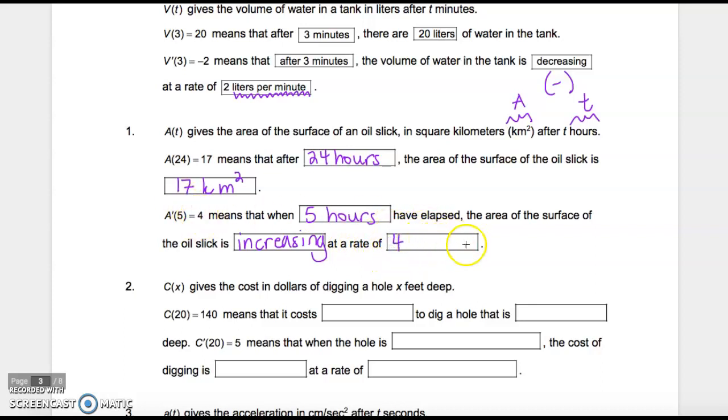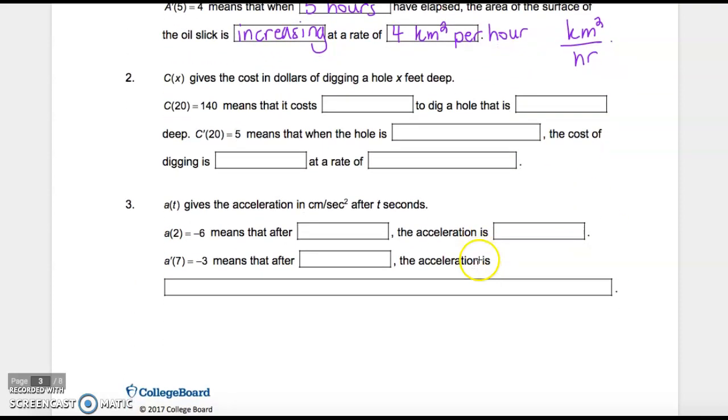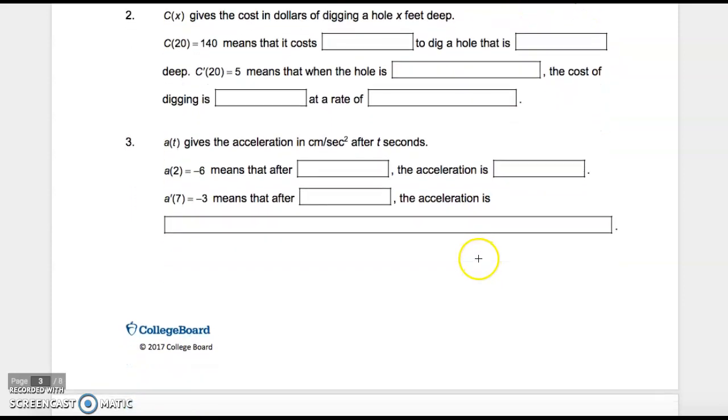And then to do my derivative units, you do your dependent variable per your independent variable. So square kilometers per hour. You also could write it like this, square kilometers per hour. That's an accepted notation as well. All right, let's do the next one.